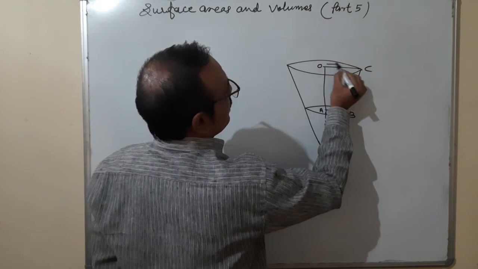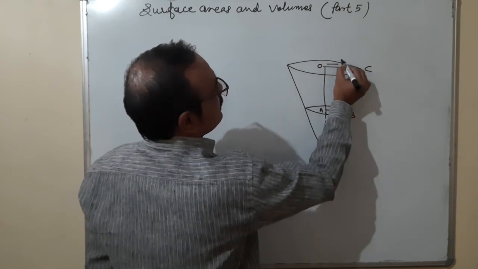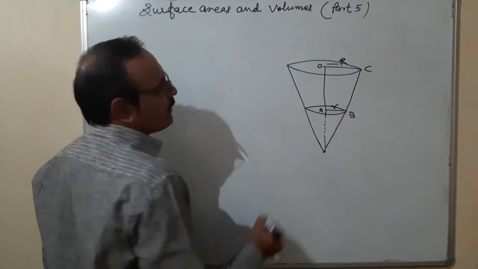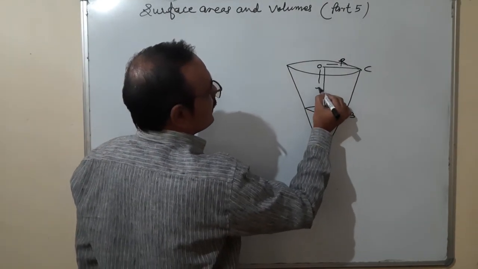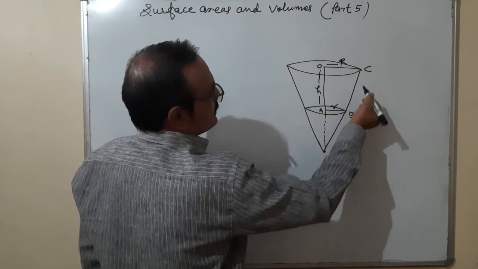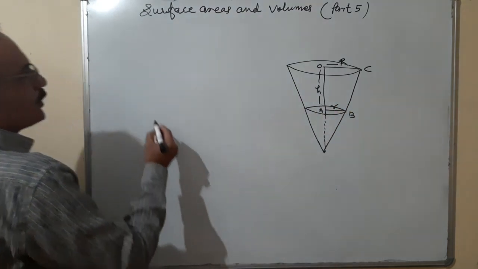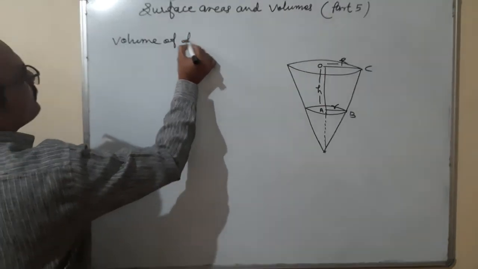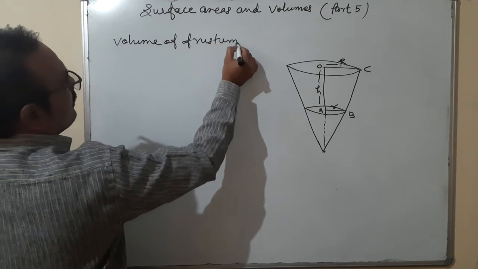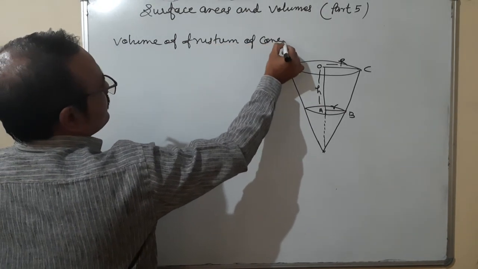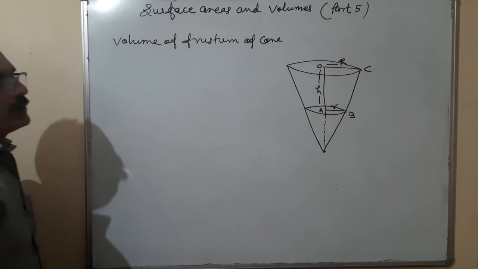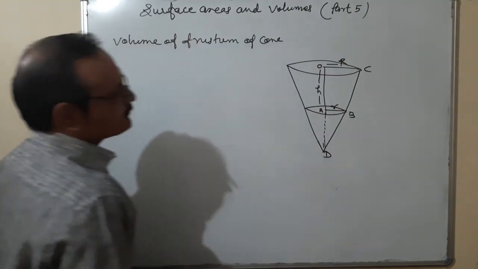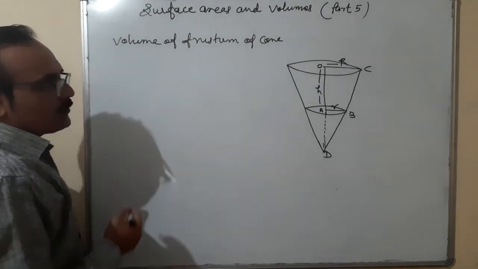We will consider the big radius because there are two radii of it. Big radius is equal to capital R and the small one is equal to small r. Height of the frustum is h, and the slant height is not required because we are going to find the volume of the frustum of the cone. Okay. For finding the volume of the frustum, O, A, B, C, it is D, right?